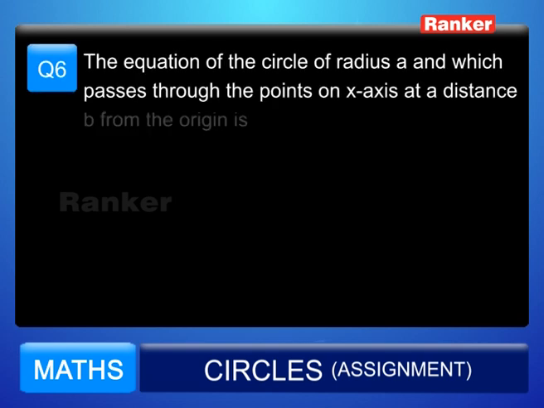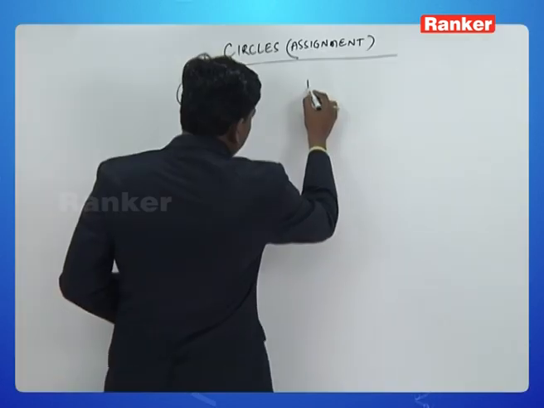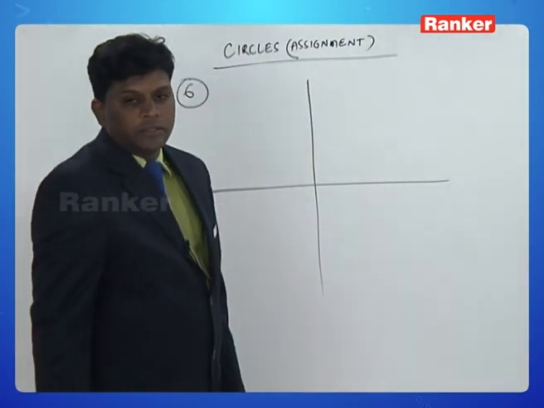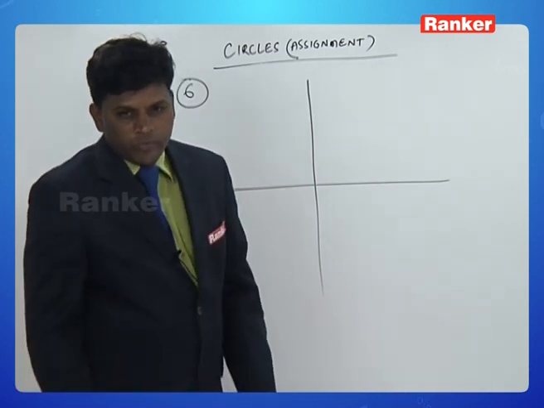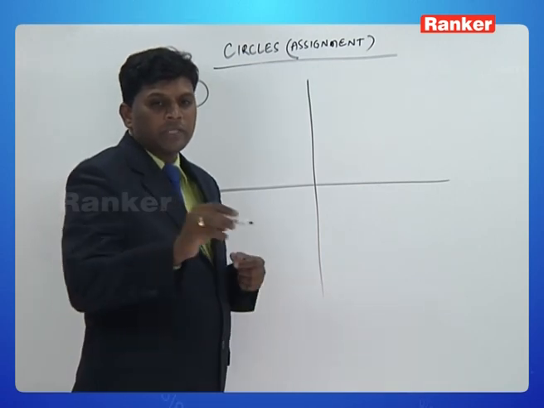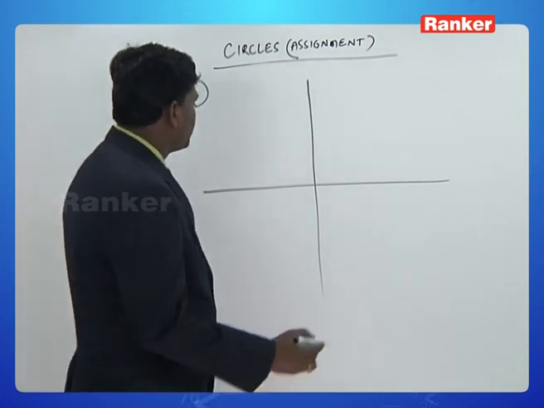Coming to the sixth problem here. In this question, we have to find the equation of a circle of radius a units, and the circle is passing through the points on the x-axis at a distance of b units from the origin. According to the question, here the circle radius is given, point number 1. Next, the circle is passing through the points on the x-axis at a distance of b units from the origin.